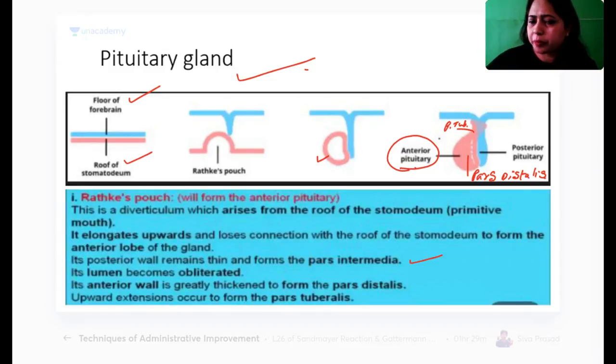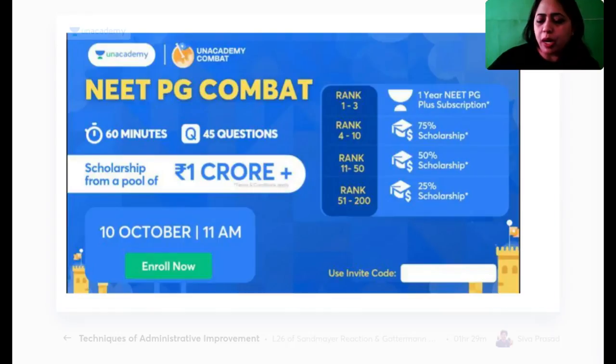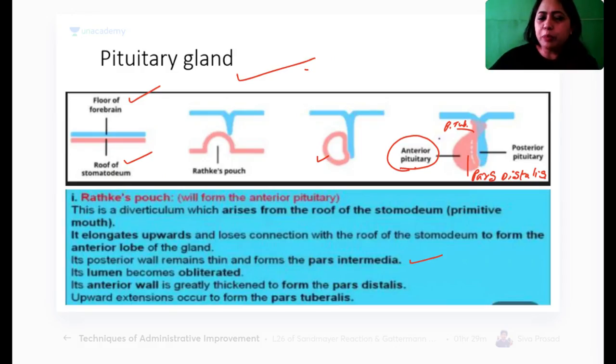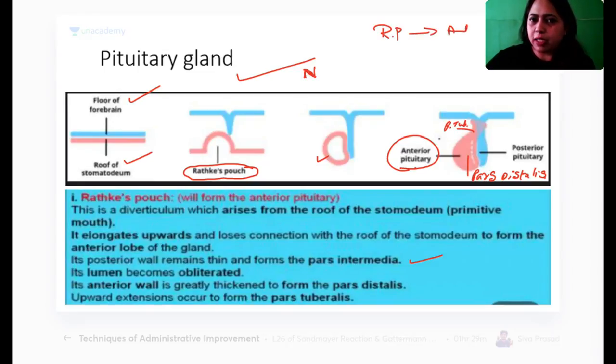Very, very important. So this is how you have to remember. Only the important ones you have to remember, because you are going to give more prominence to those keywords, and with keywords you are going to recall. So please remember the keywords from this topic. Rathke's pouch. What does it give rise to? Anterior. So you can write it down like this. Rathke's pouch will give rise to the anterior pituitary.